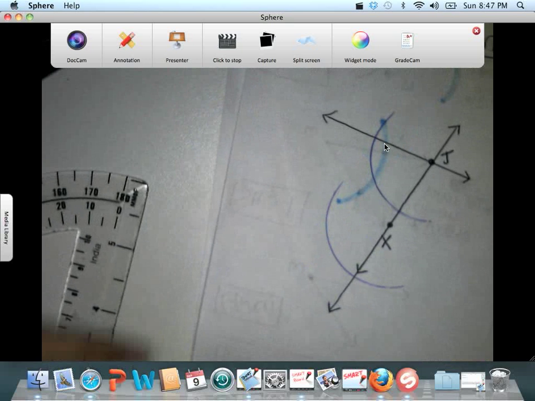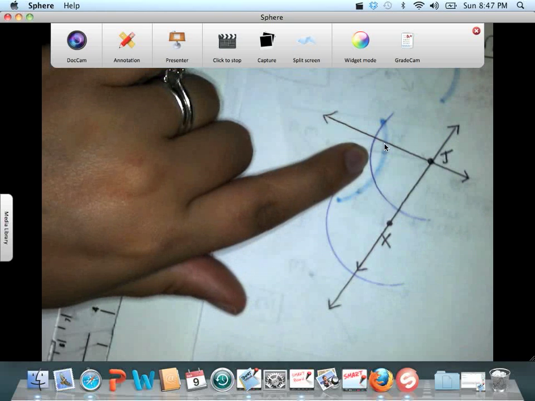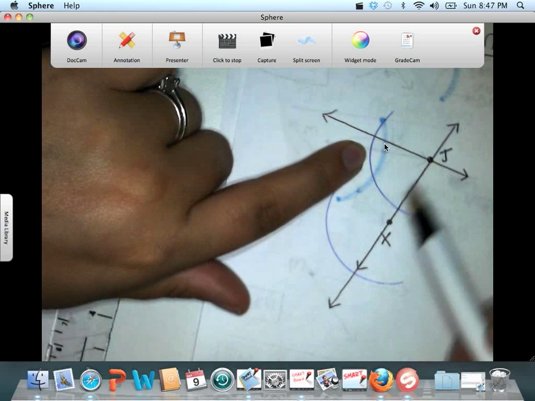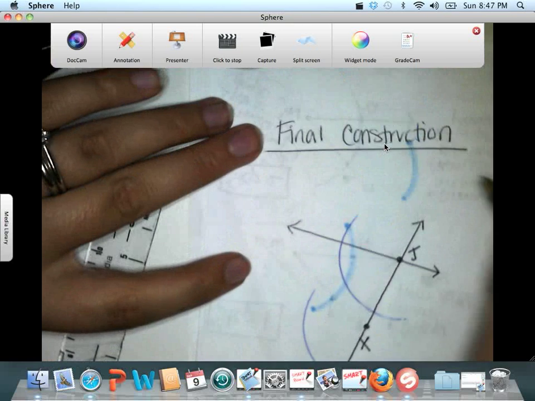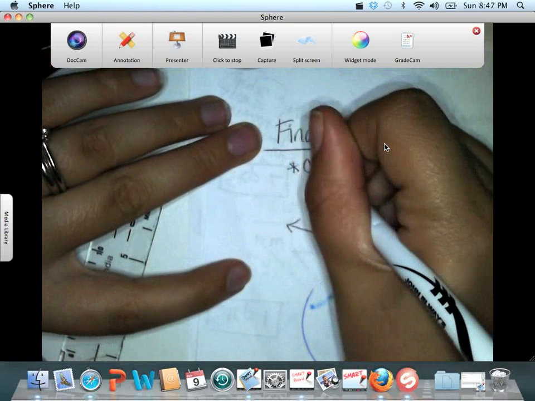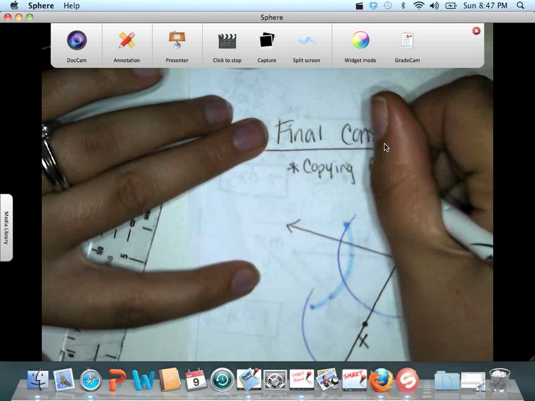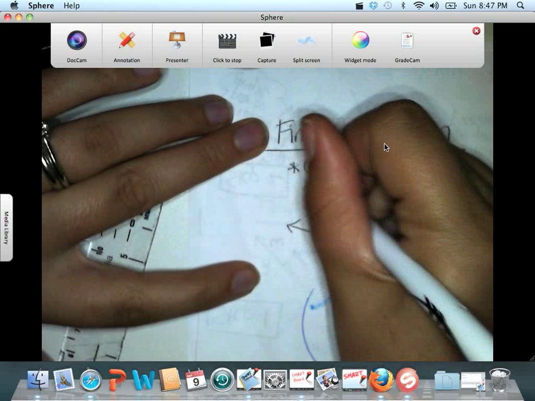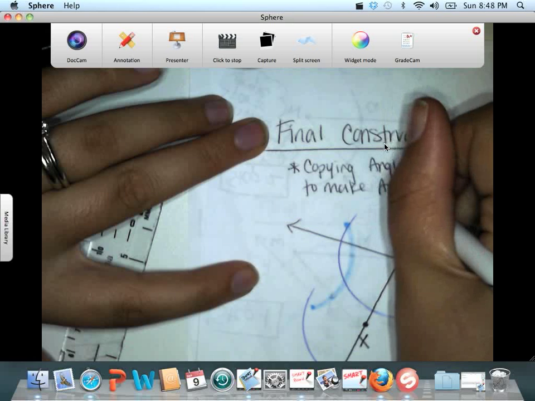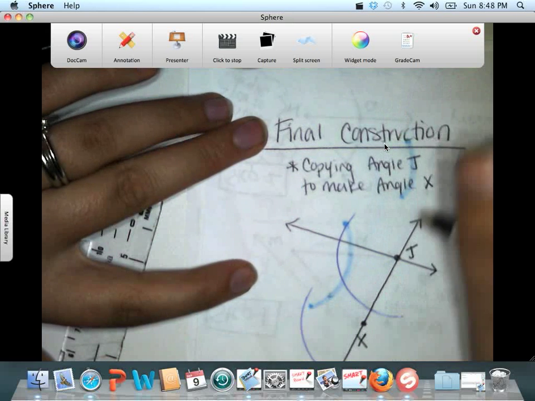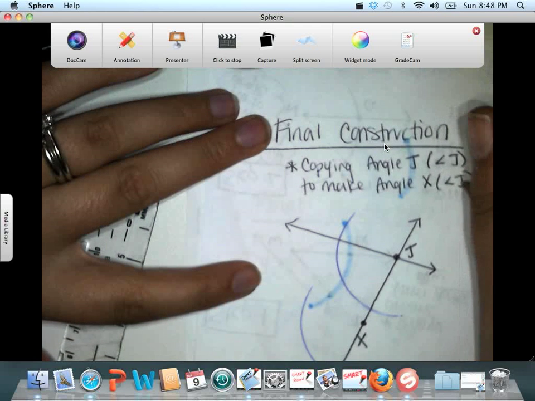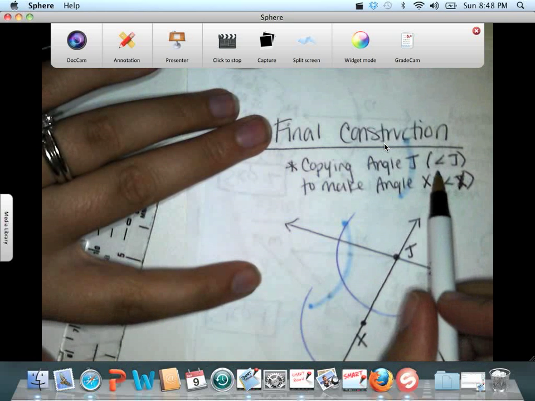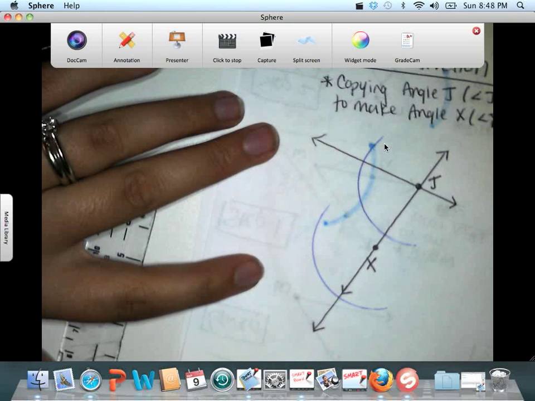Okay. So now that I have this arc, what I'm really doing is I'm copying angle J onto angle X. So I'm just going to put a note up here. Copying angle J to make angle X. Okay, and also you can write angles like this. Oops, X. Because if you put the arrow, that means angle. Alright, so now, like I said, I'm copying it, so I want the same width.